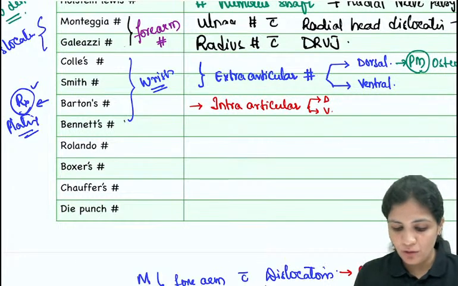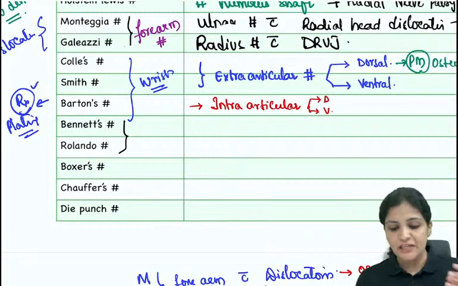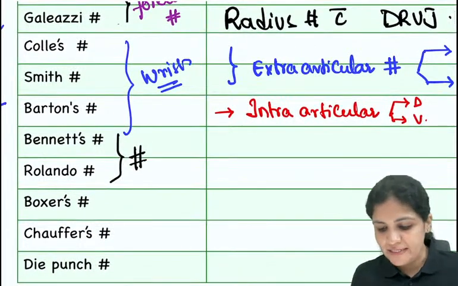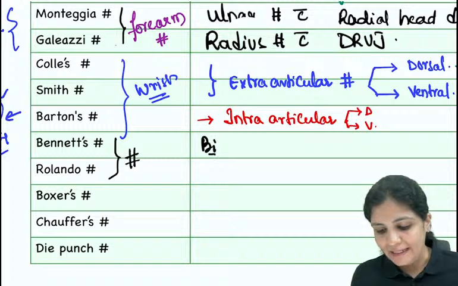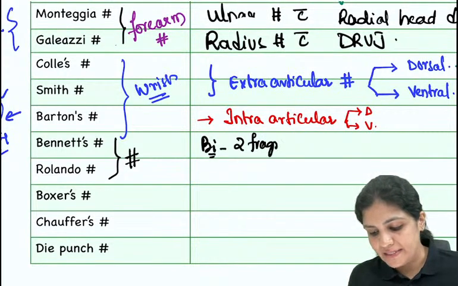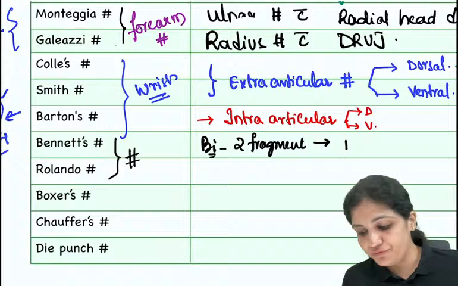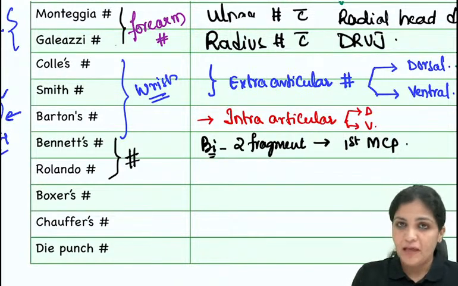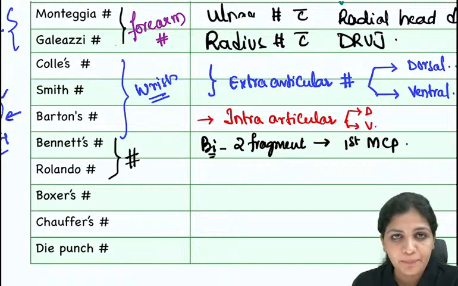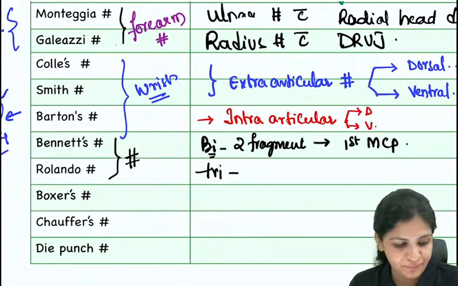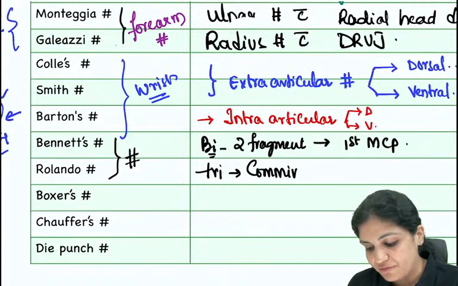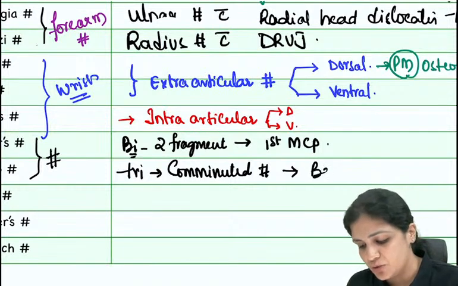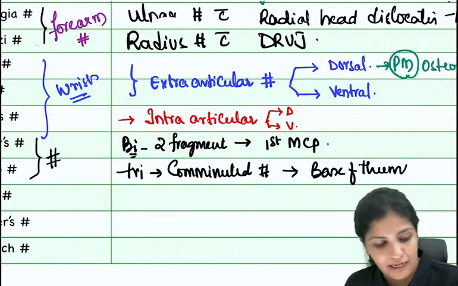Now, what are Bennett's and Rolando? Again, these are names given to fractures. So Bennett's and Rolando: B for bi. Bi is 2. Whenever there are 2 fragments in a fracture of the first metacarpal, that is your Bennett's. Rolando is tri. Rolando is nothing but a comminuted fracture of the base of the thumb, the first metacarpal, right?